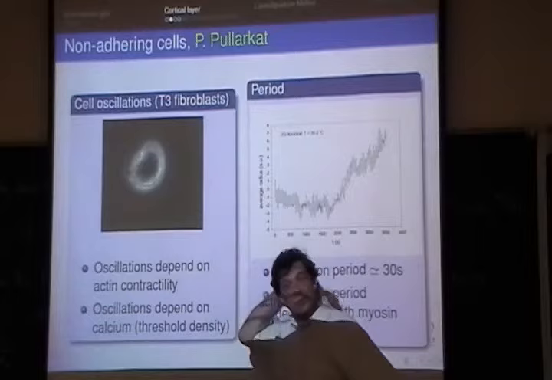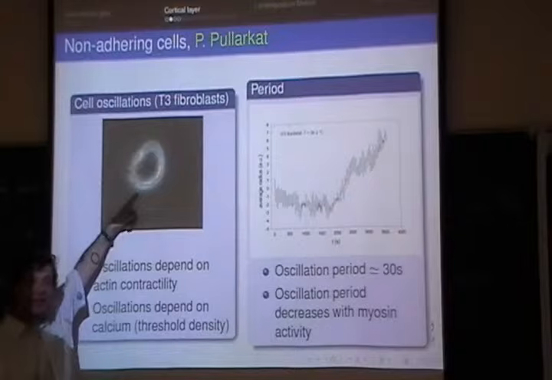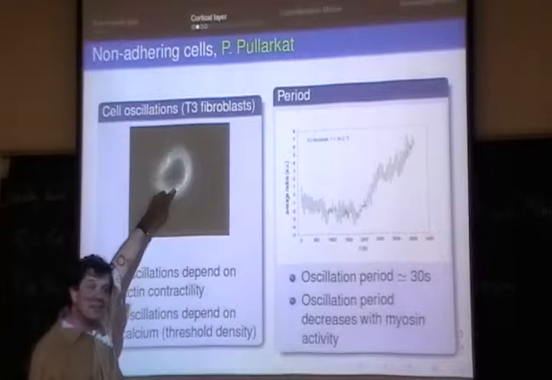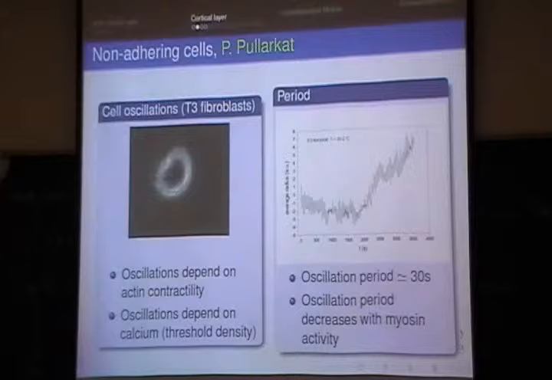So the way we did that is we assumed that there were calcium channels here, and that the calcium channels are coupled to the tension in the cortical layer. When the tension is large, the channels are open, calcium goes in, and if calcium goes in, it activates the motors. So there's a feedback of calcium on the tension, and this feedback creates the oscillations.